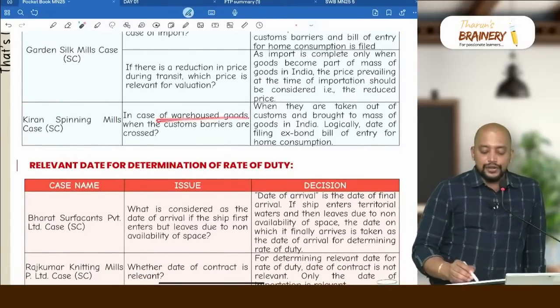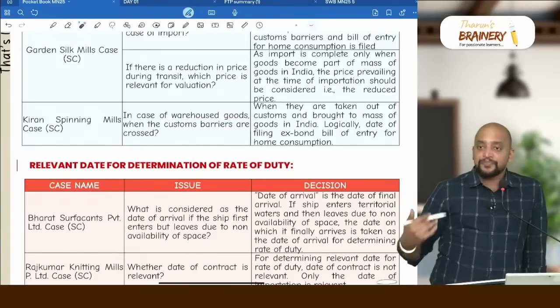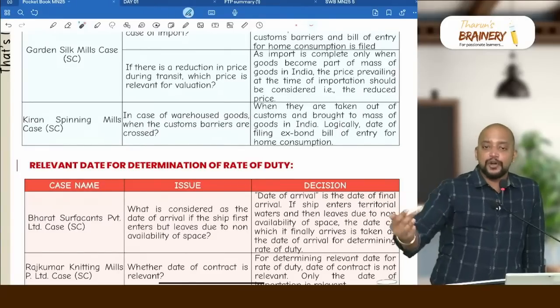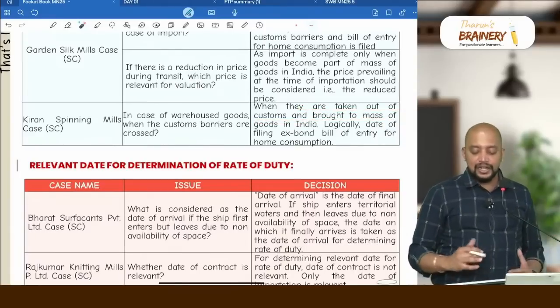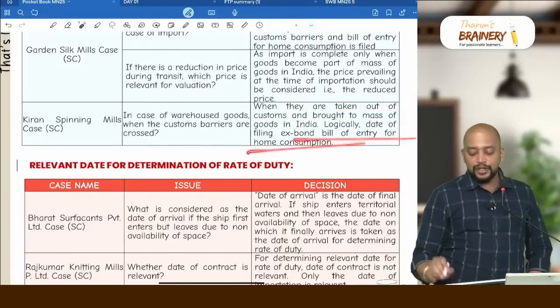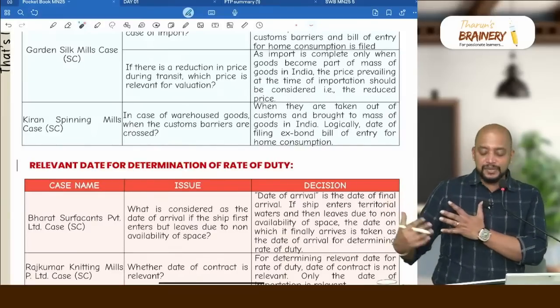Then Kiran Spinning Mills case. In case of warehoused goods, when the customs barriers are crossed, as and when goods leave the warehouse, means we file an ex-bond bill of entry. When they are taken out of customs and brought to the mass of goods in India, logically the date of filing the ex-bond bill of entry is relevant. Okay, so that is the date on which it crosses the customs barrier.